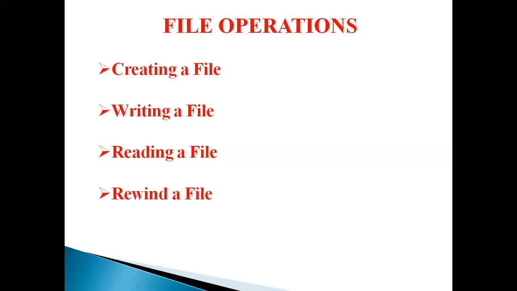Rewind a file. Rewinding a file means the directory is searched for the appropriate entry and the current file position is reset to the beginning of the file. It means we start from the beginning of the file. It is called rewinding the file. Again, we have to see whether the particular file is present on the disk or not. If it is there, then the file position is reset to the beginning of the file.